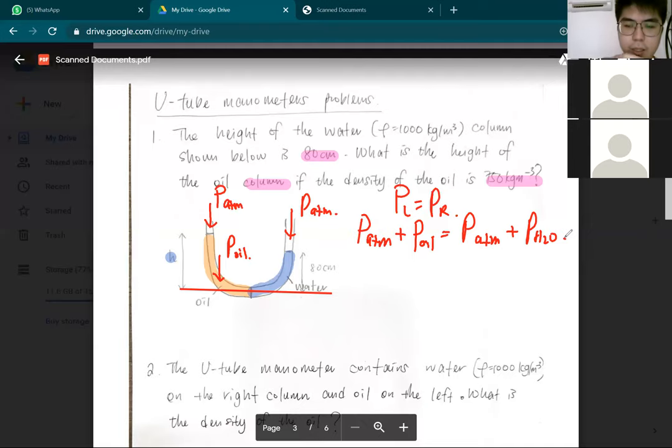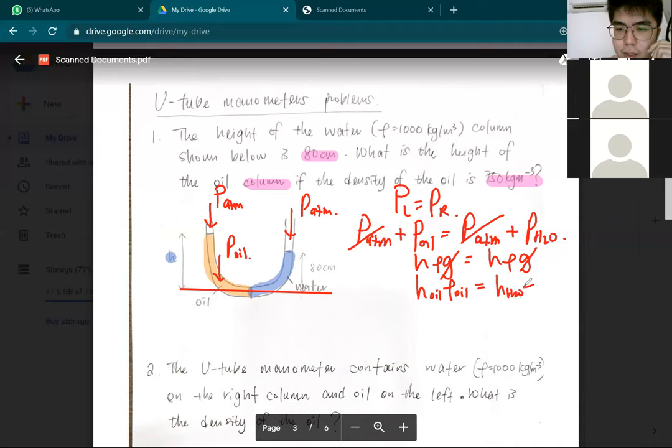Okay, so I can cancel out the ATM pressure. Left P oil and P water, so H rho G equals H rho G. This is for water and this is for oil. So I can cancel out the gravitational acceleration, which is a constant. That gives me the height of the oil times the density of the oil equals the height of the water times the density of the water.